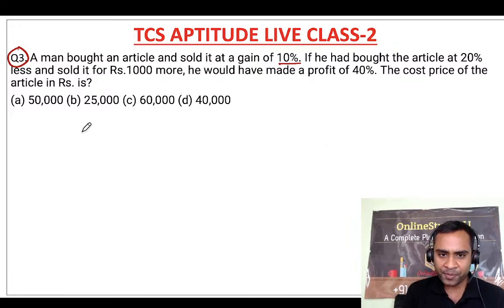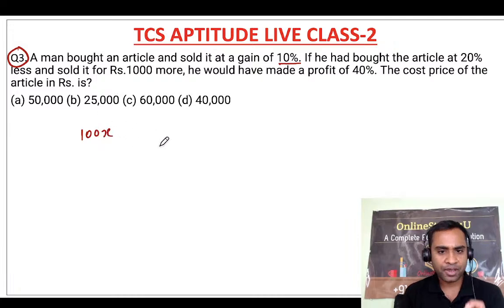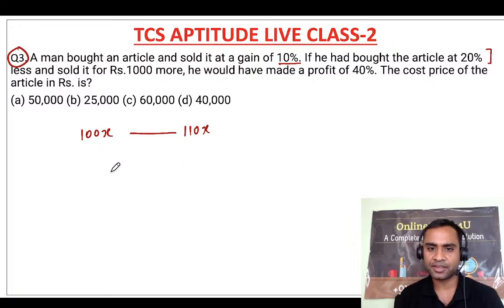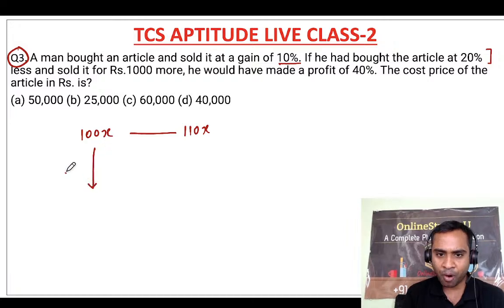So I am assuming that a man bought an article at 100x, and selling it at a gain of 10%. So 10% of 100 will be what? 110x. Clear? Fine.